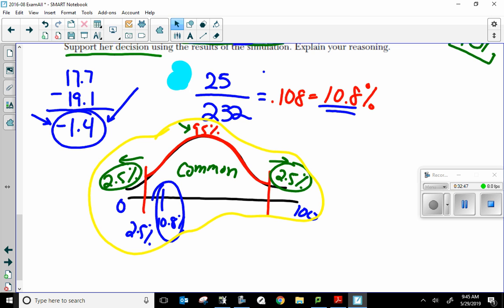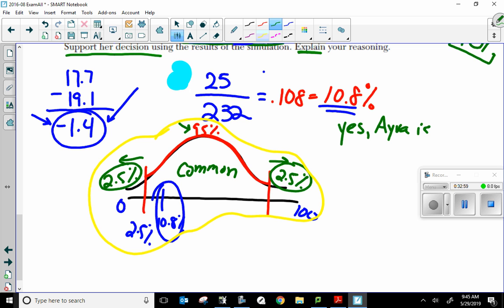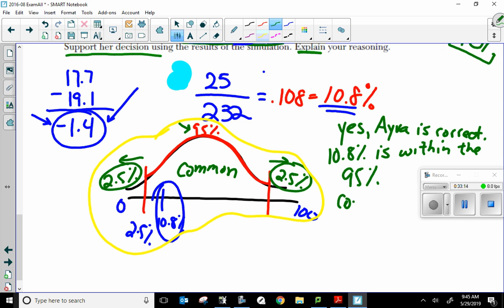But you do have to state. Explain means use words. Okay? I say, yes, Ava is correct. And how come? Because 10.8% is within the 95% common occurrence or outcomes, however you want to write that, common occurrences.